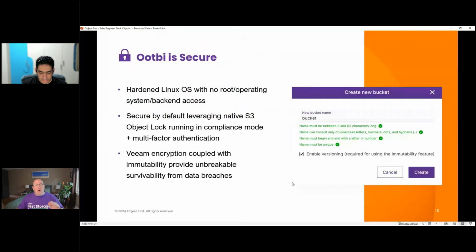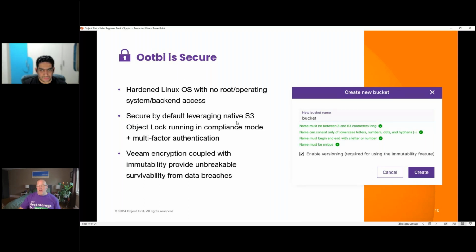Okay, so let's talk more again about OOTBI. Hardened Linux OS with no root operating system backend access. So you cannot access the command line. If there's a major problem which needs some kind of access to the operating system, you have to phone support, and there has to be a whole method of communication and verification before support can get in there and help you out. Secure by default, so it's leveraging the native S3 object lock, running in compliance mode.